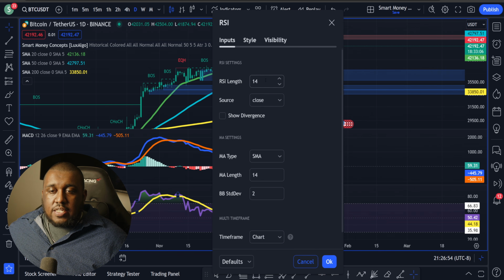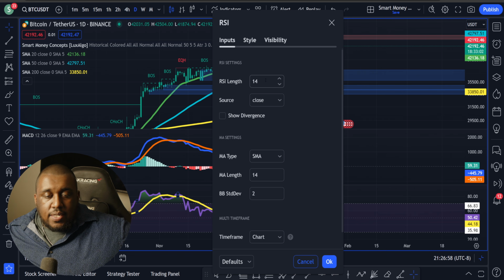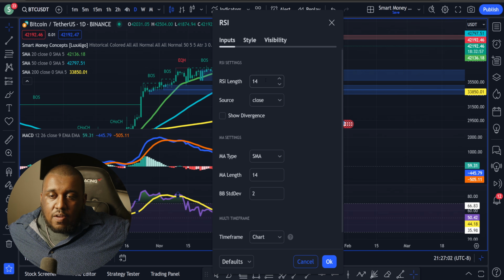For this one, you guys can have the RSI length set to 14. If you guys feel like it's giving you too many signals and you guys don't like what it's going through, you guys can set this to the level of maybe 20 or 25. I've seen some people use 21, but for now, let's go over here with 14. I think that's going to be fine.